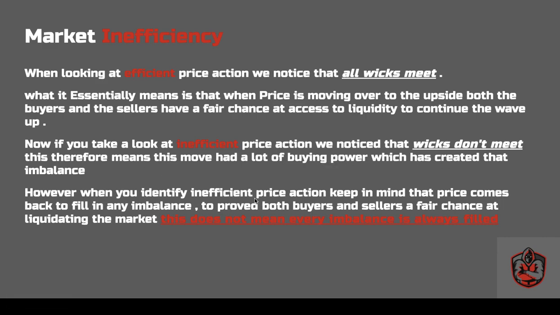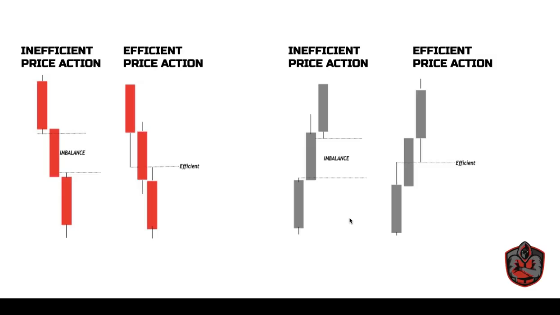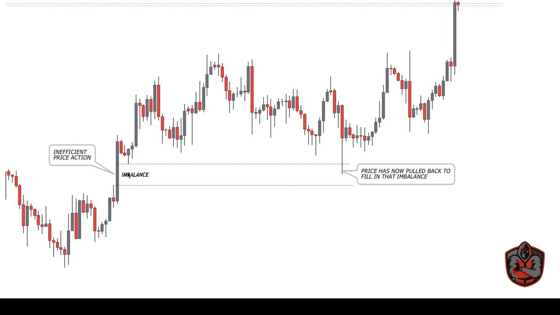However, when you identify inefficient price action, keep in mind that price comes back to fill in any imbalance, to provide both the buyers and sellers a fair chance at liquidating the market. However, this does not mean every imbalance will always be filled, okay? Keep that in mind. Now, if I head over to some examples right here, what is this? Imbalance. Why? This wick did not meet with this wick. Therefore, there was a gap, an imbalance, inefficient price action.